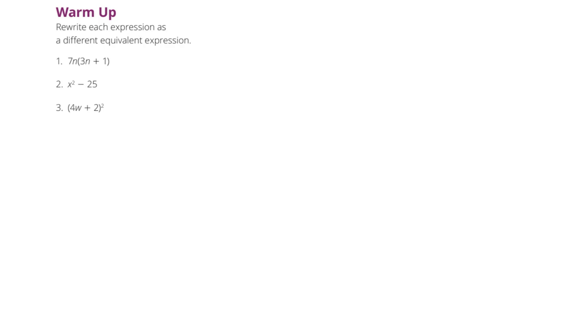So to start off with, I want you to pause it, and I want you to answer 1 and 3 on this page. So 1 is 7n times 3n plus 1. To answer it, you had to distribute, giving you 21n squared plus 7n.